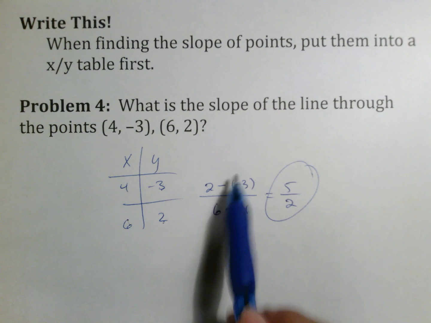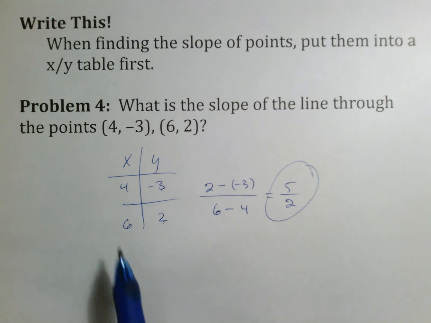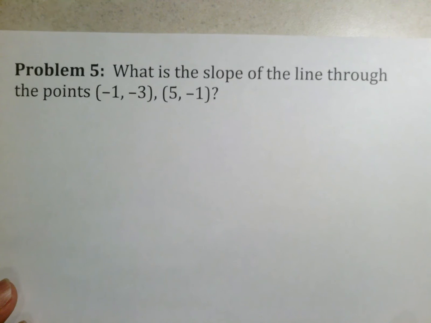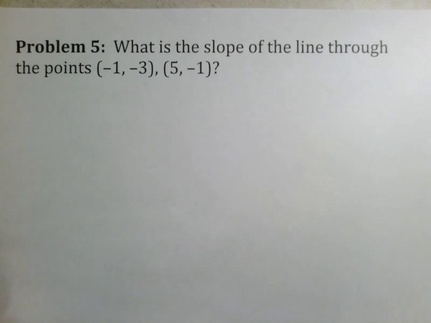If there's a negative, just put a parentheses and another negative, and then this minus that, just like we did yesterday. The only difference is that today we're starting to get some negative signs involved, and things are starting to get more realistic for you. So problem 5 is doing the same thing. It wants to know the slope of the line through the points -1, -3, and 5, -1.